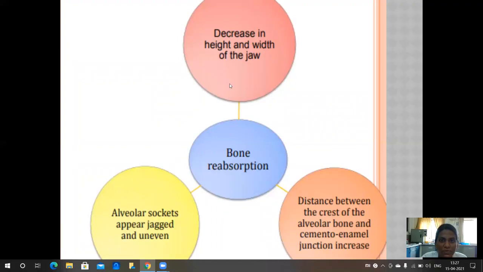Next, bone resorption causes a decrease in height and width of the jaw. Next, the distance between the crest of the alveolar bone and the cemento-enamel junction is increased. The alveolar sockets appear jagged and uneven.